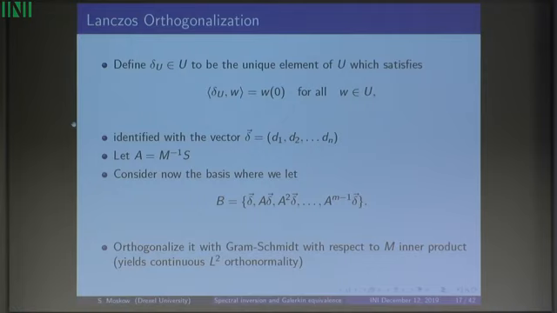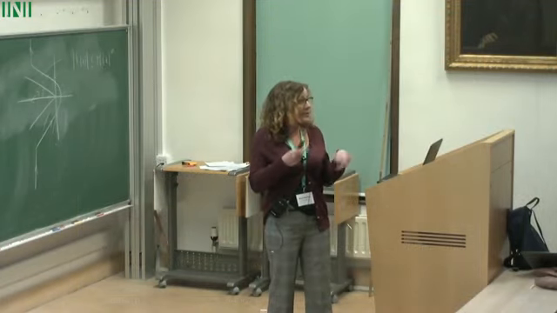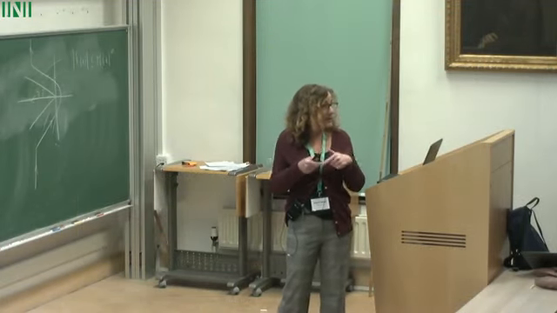So this is the Lanczos process. It's very well known. Experts in here. And so do Gram-Schmidt with this basis with respect to the M inner product. And the reason I like doing it this way is because it yields continuous L2 orthonormality because of the choice of the M inner product. You're going to get that the functions after you normalize are not necessarily orthogonal in the discrete sense, but in the sense of continuous L2.